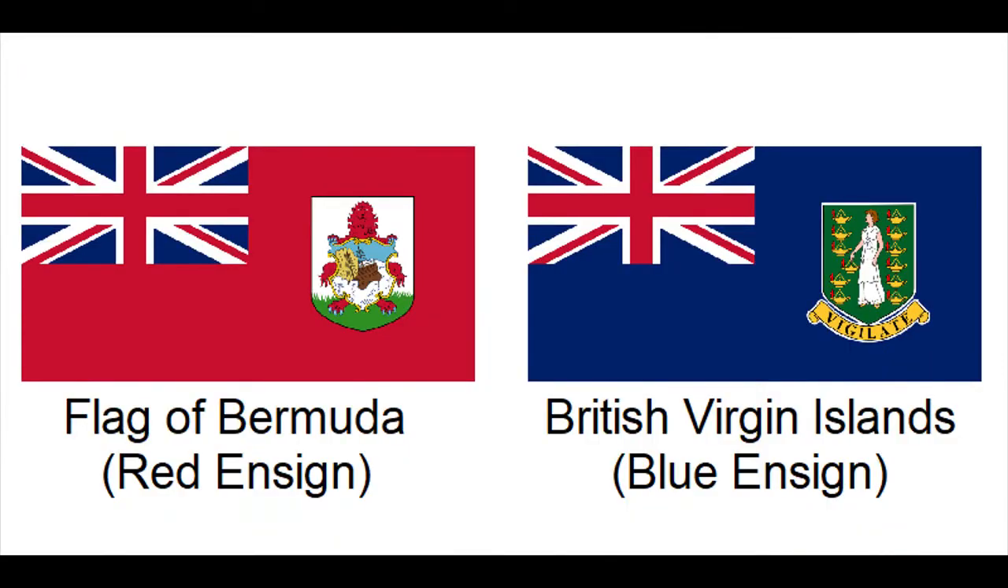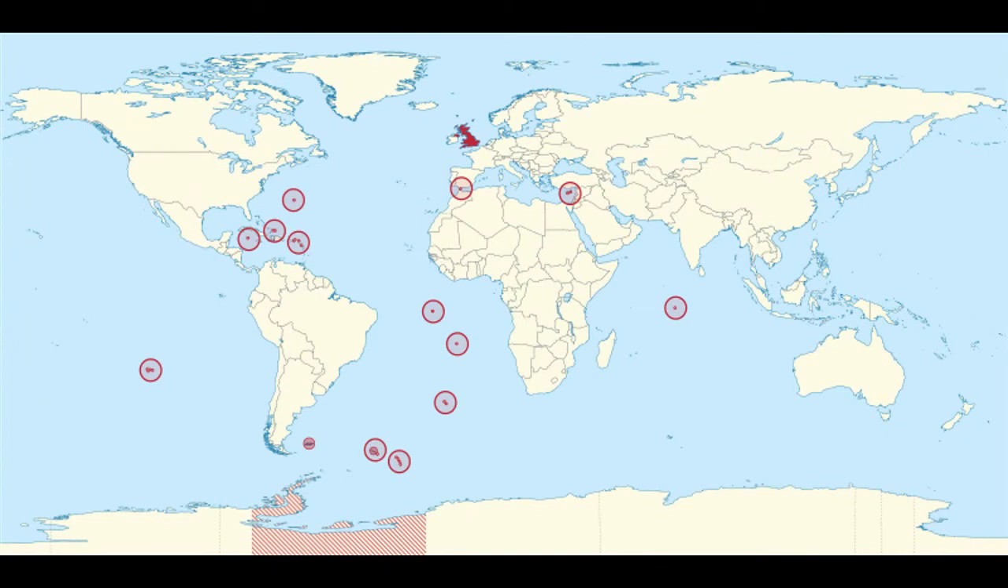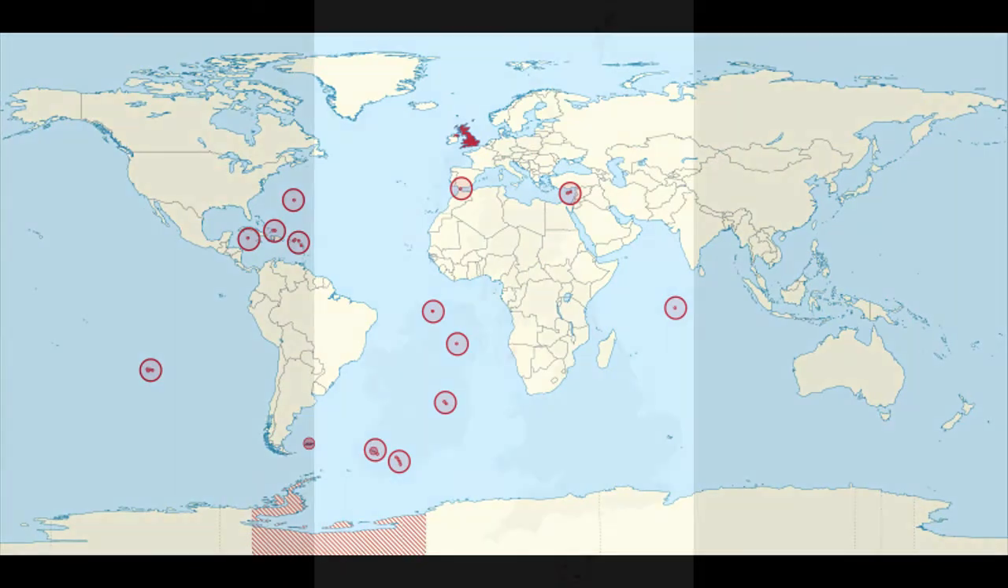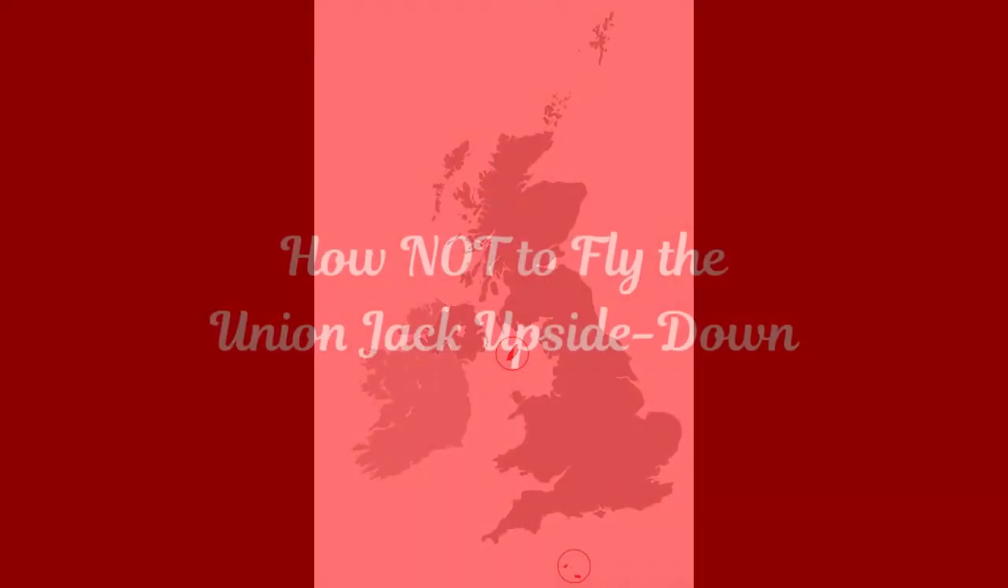As I mentioned before, many of the flags of the British overseas territories, dependent territories of the UK located around the world, are also blue or red ensigns, which alongside the flags of the separate crown dependencies, will be getting its own video in the future. For now, let's move on to one funny piece of advice. How not to fly the Union Jack upside down.